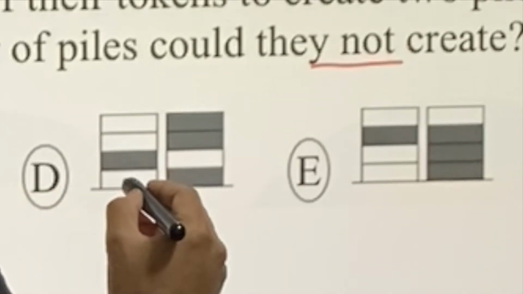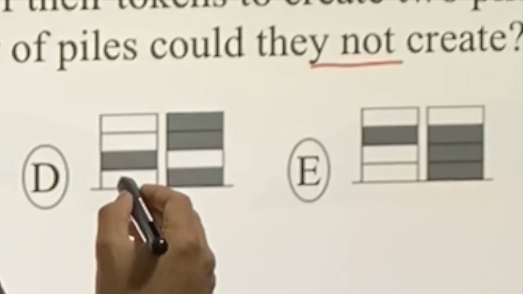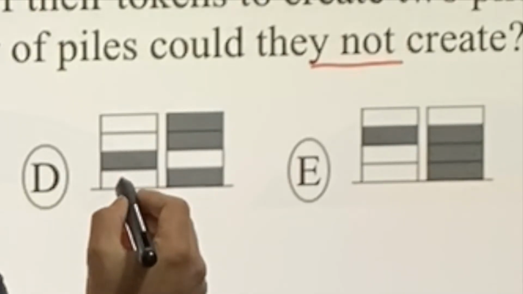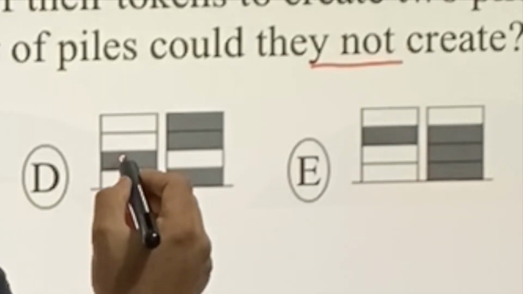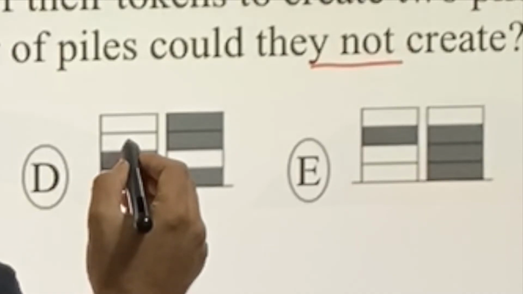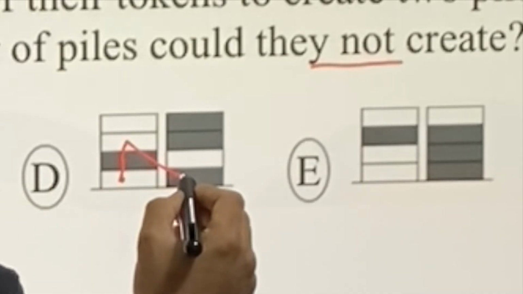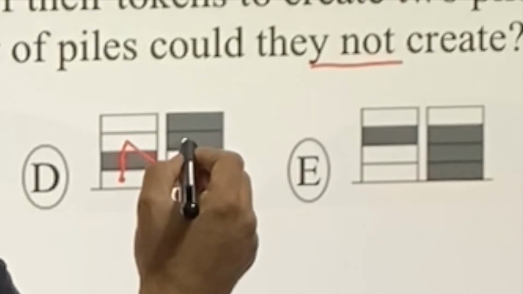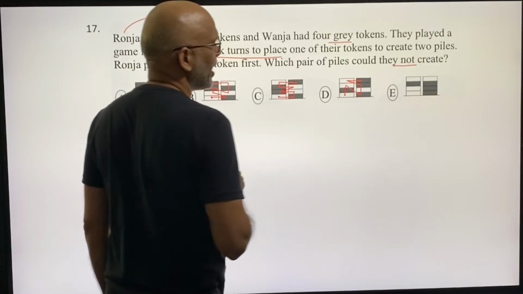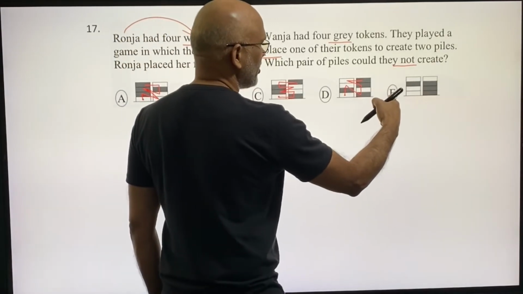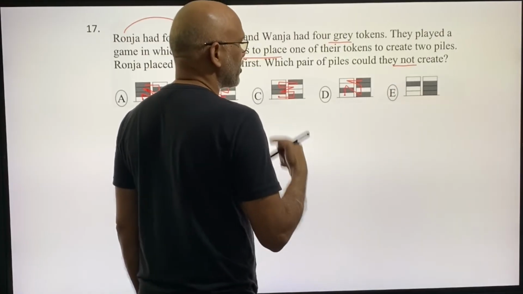Here I start with white, and then gray. I can go either here or here. So let me try this one, gray. Then I need a white. Then I need a gray, white, gray, white, gray. So I can also make that. All right. So it seems like this is the only one that is remaining. So this must be the correct answer.